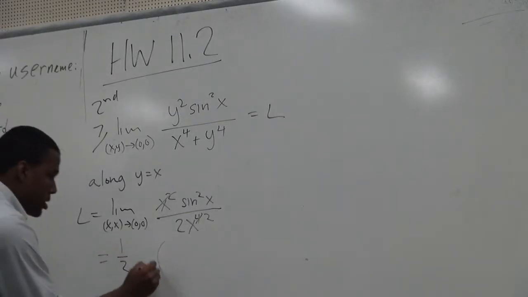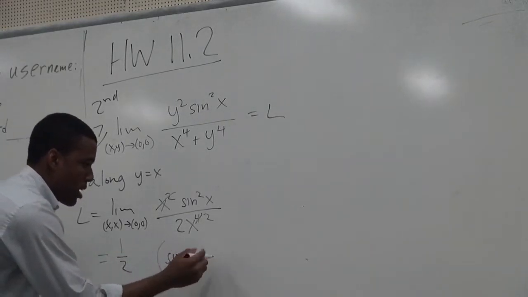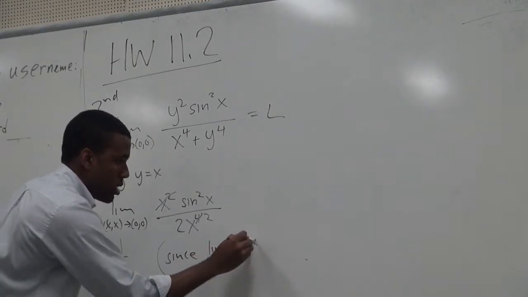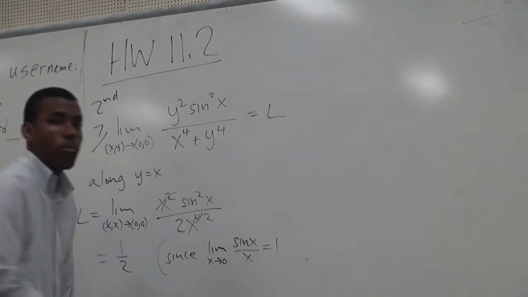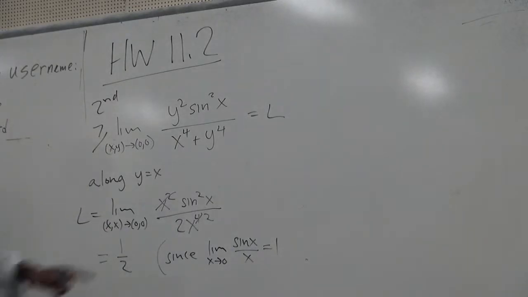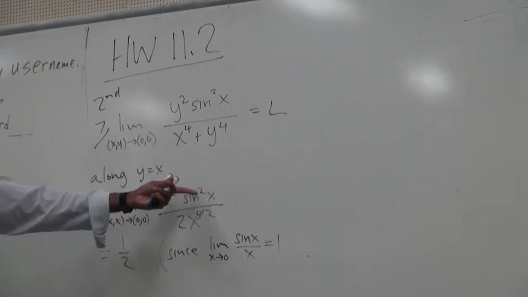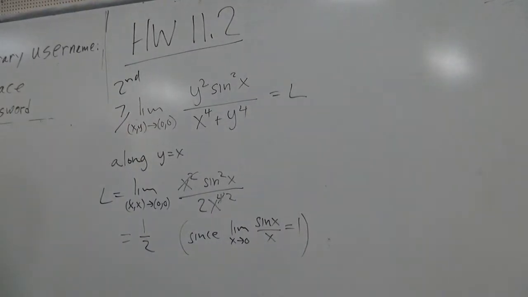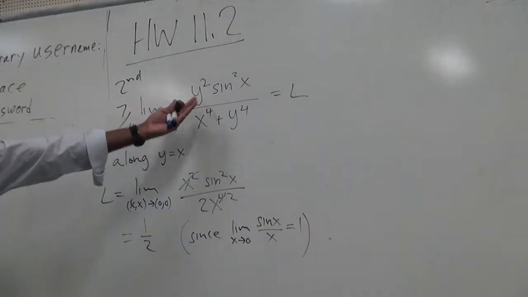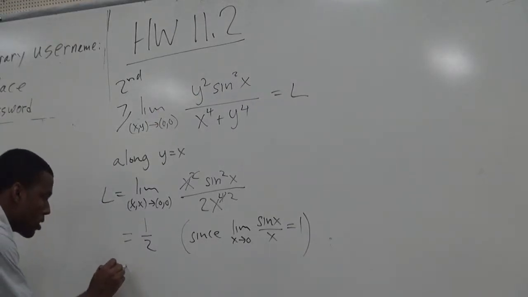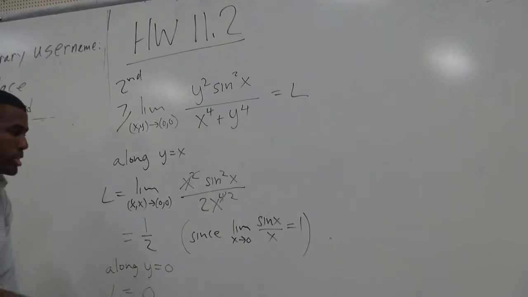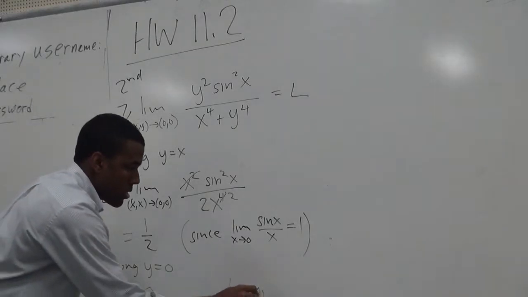Since, as you may recall from calculus 2, the limit as x approaches 0 of sine x over x is 1, right? So you have sine squared x over x squared. It's just 1 squared. And that's it. So you get a half that way. And the other way is obviously along y equals 0. Along y equals 0, your L is just 0. And so the limit does not exist.